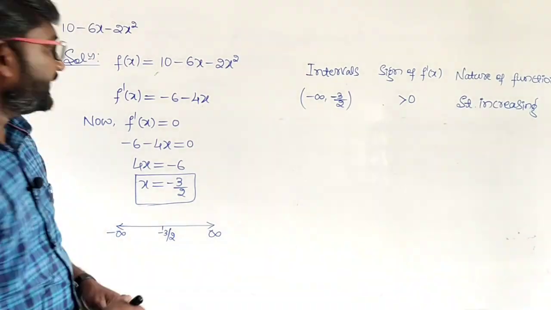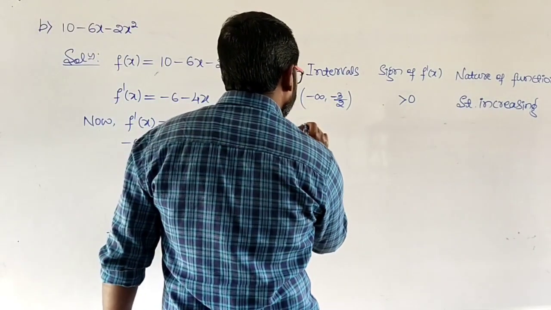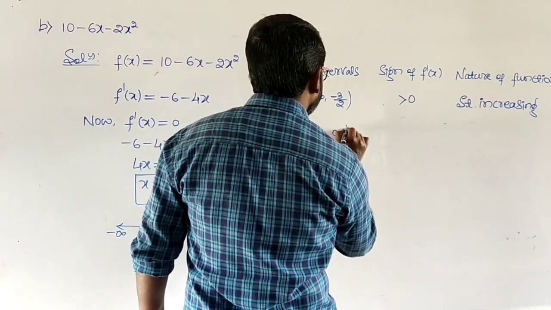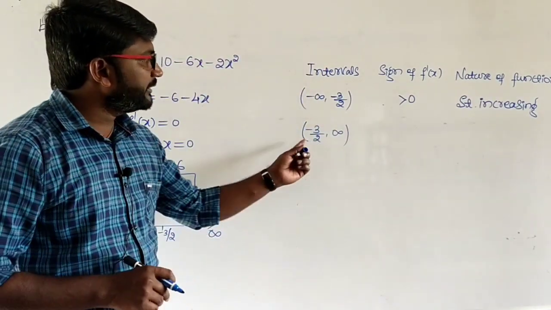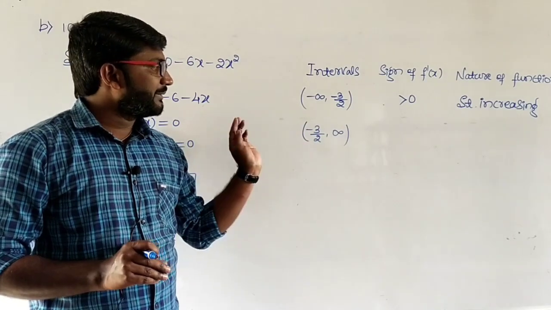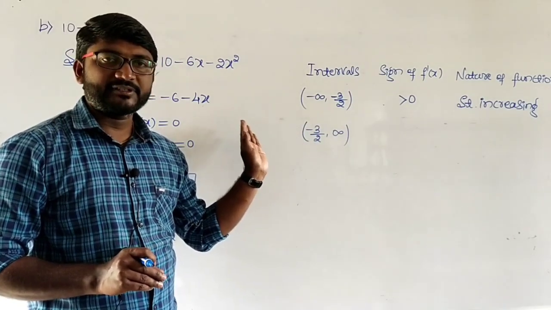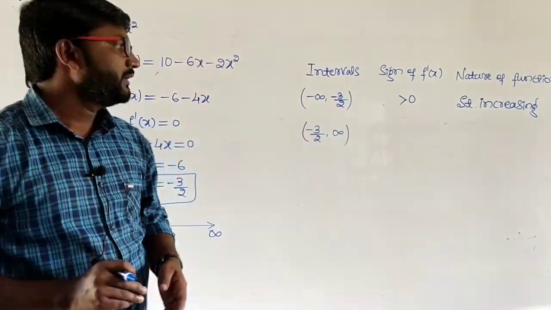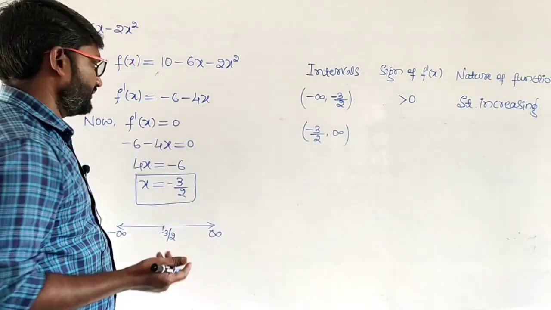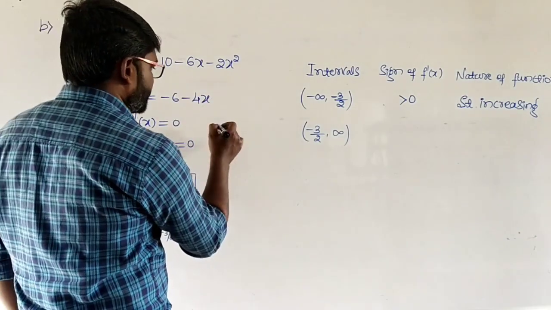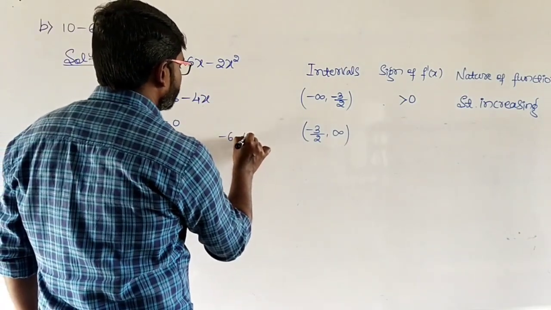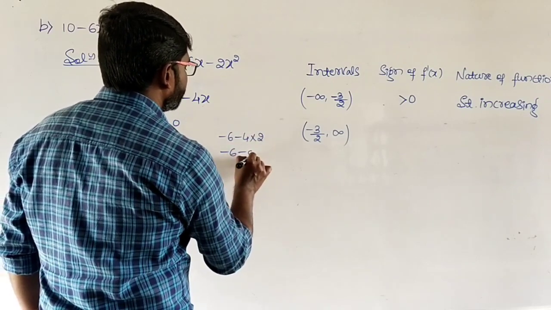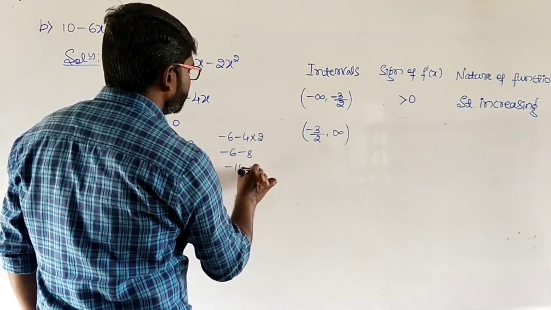Well, the second interval it is minus 3 by 2 comma infinity. So this is an open interval. You have to leave the end points. Leave minus 3 by 2, that means minus 1.5. After that you get minus 1, 0, plus 1, 2, 3 and so on. So let us take plus 2 here. Substitute in f dash of x. Minus 6, minus 4 into, in place of x I am writing 2. Minus 6 minus 8 will be minus 14, which is less than 0.